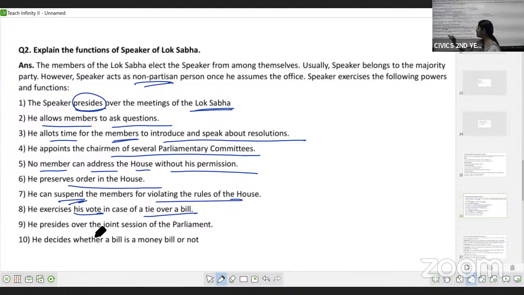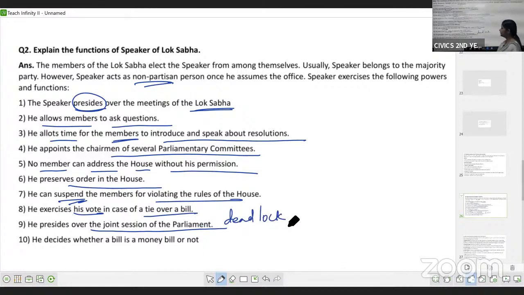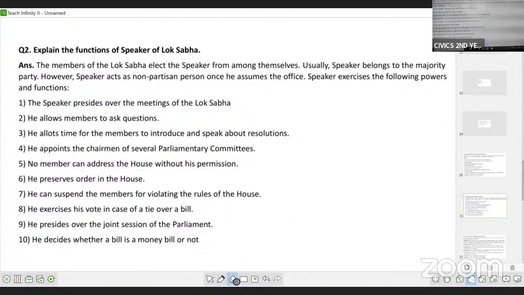Then he presides over the joint session of the parliament. When there is deadlock over a bill, the president will call for the joint session, and the joint session is conducted or presided over by the speaker. And it is the speaker who decides whether it is a money bill or an ordinary bill. What type of bill is it? That is decided by the speaker. Okay, simple question for 5 marks.